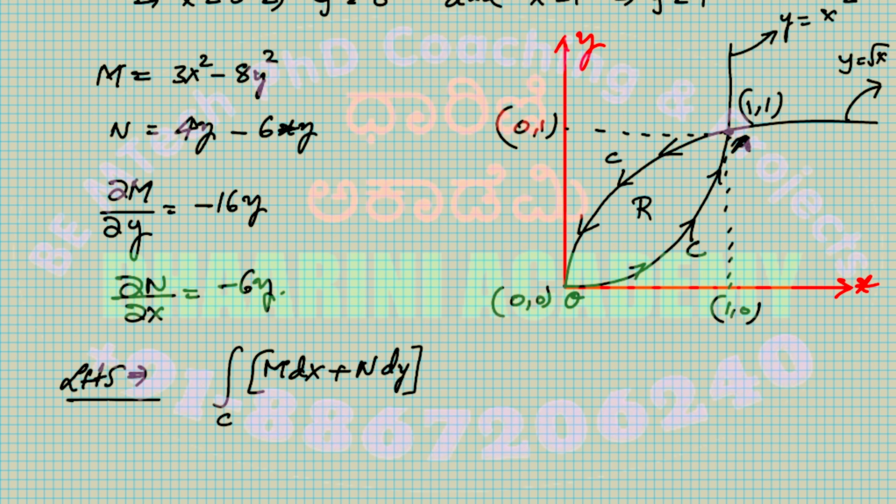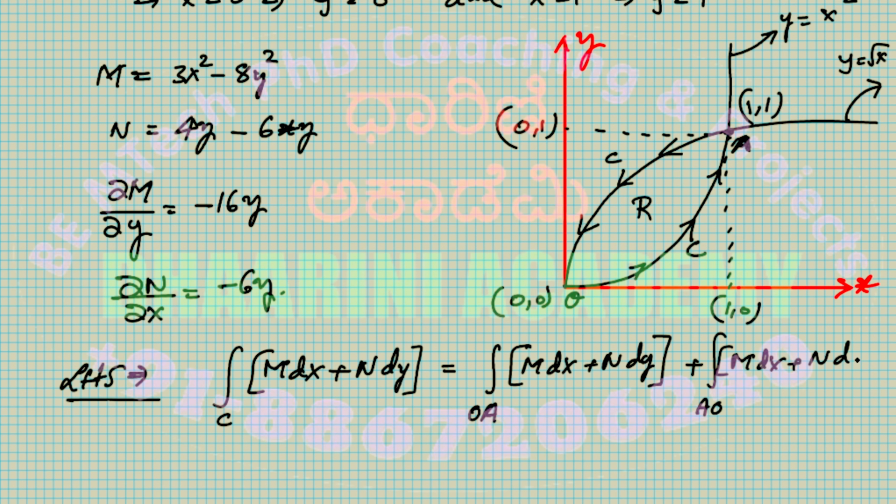That is, first I move along y equal to x square to reach A from O, and from A to reach O back, I'm using y equal to root x. That means there are two paths along this C. So that's a hint saying that you have to do two integrations. First one is O to A, the same integral, that is M dx plus N dy, plus do the other one, that is A to O, different path, do the same. Okay, that is M dx plus N dy.